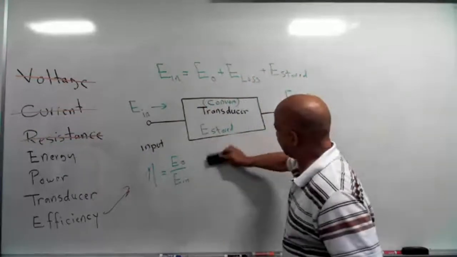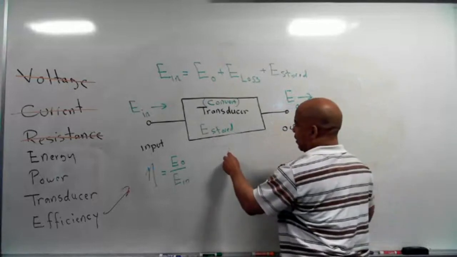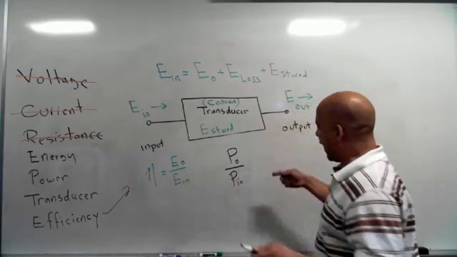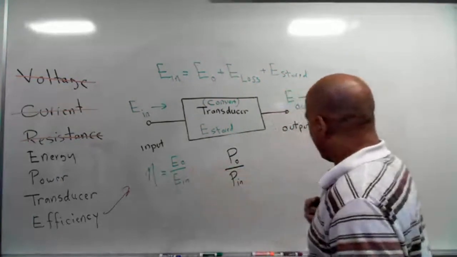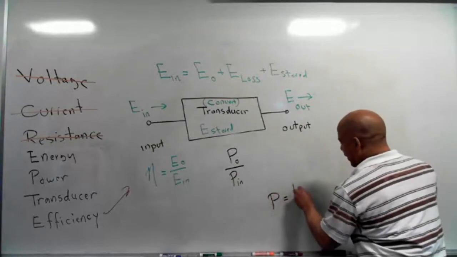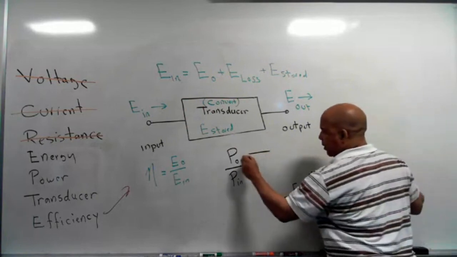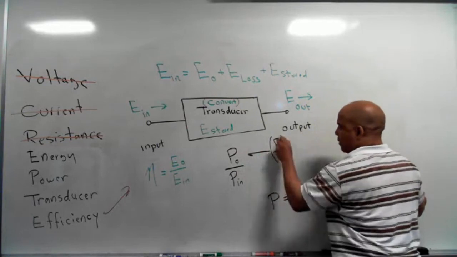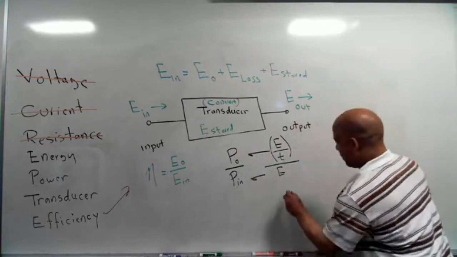Well, let me show you something. Let's say I took the ratio of P out to P in. Let's play around with that and see if we can make this look like that. Well, you already know that power is energy per unit time. It's in joules per second. So that means that this right here is energy per unit time, and this right here is energy per unit time.